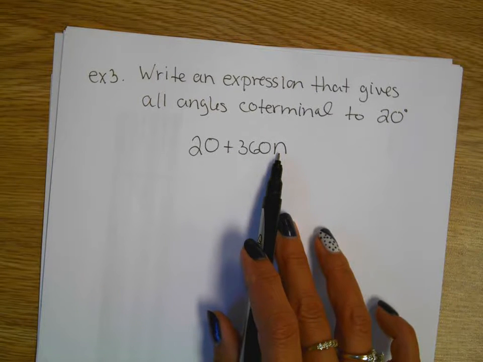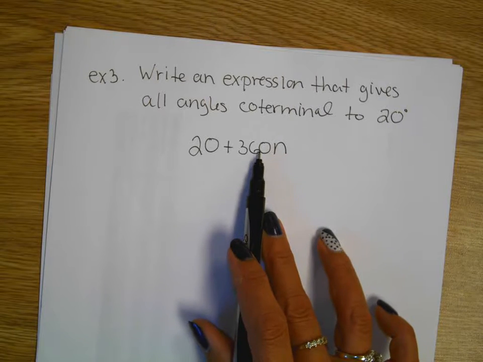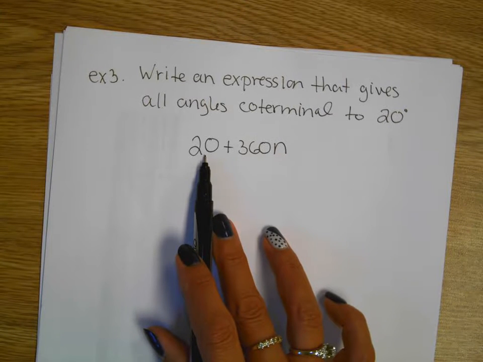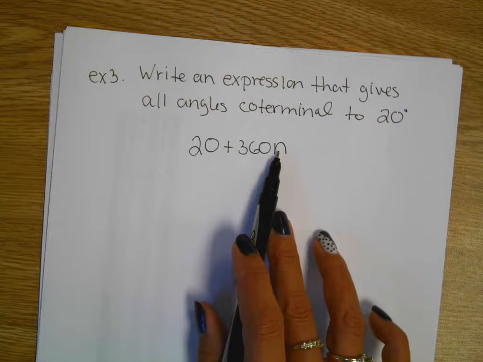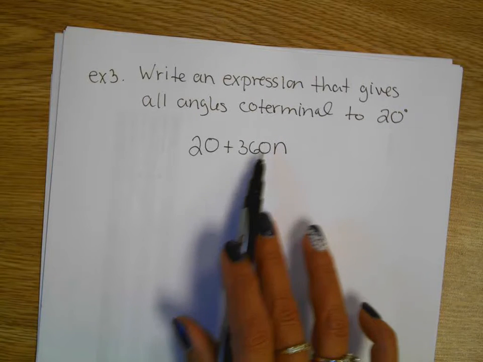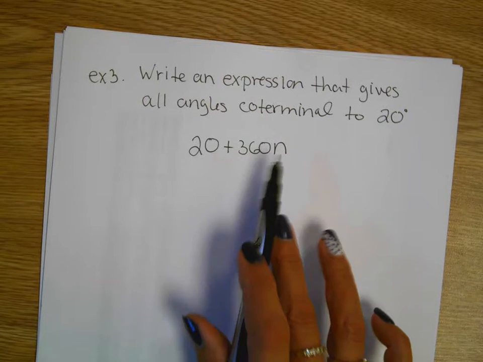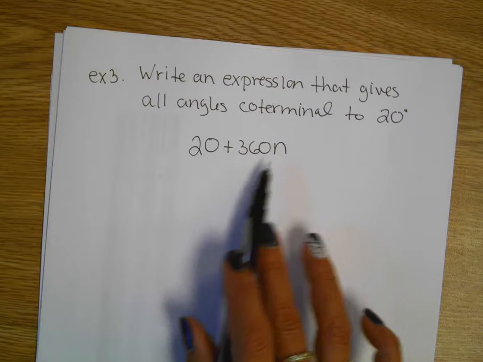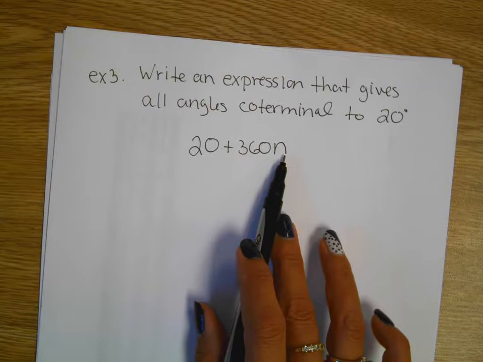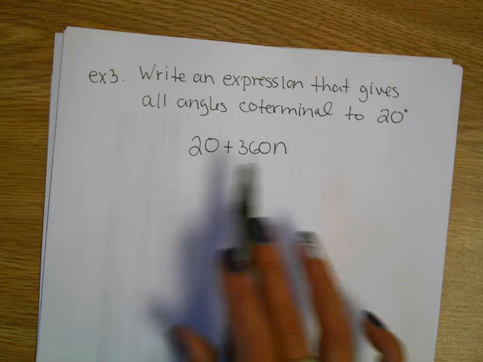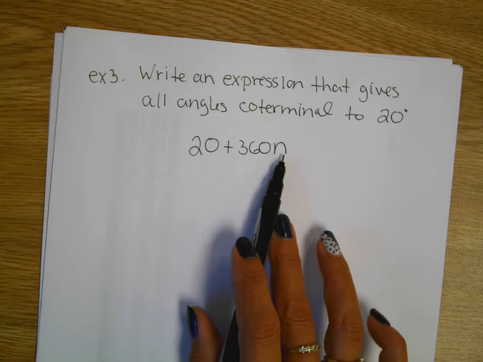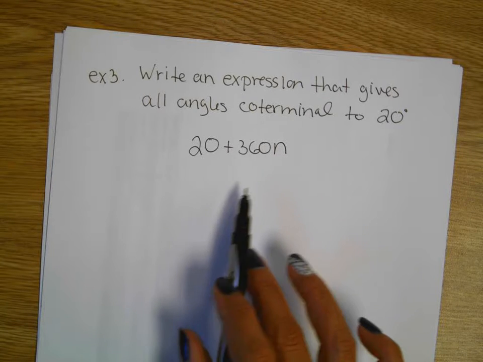So when n is 1, 360 times 1 is just 360, that's adding one set of 360 to 20. If it was a 2, you'd multiply, you get 720, you're adding two sets of 360. 3 would be 3 sets of 360. What would a negative 1 represent? You're subtracting one set of 360. A negative 2, you'd be subtracting two sets of 360.